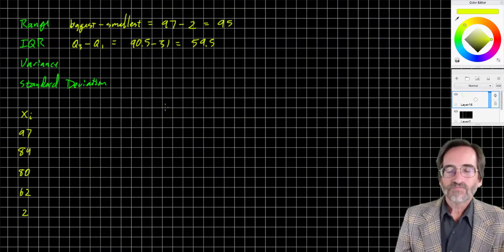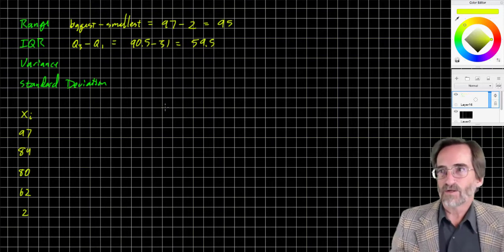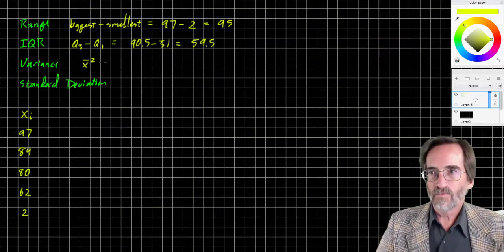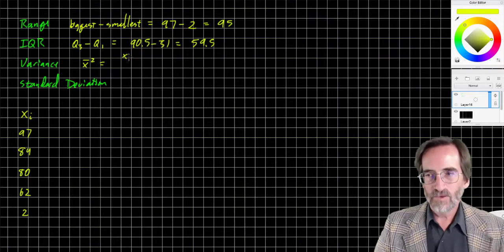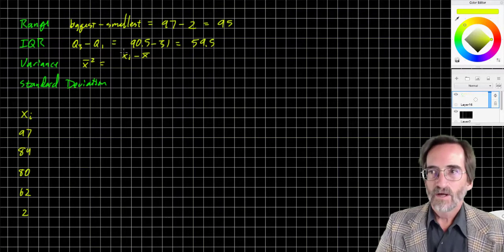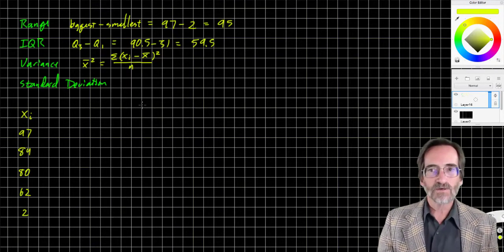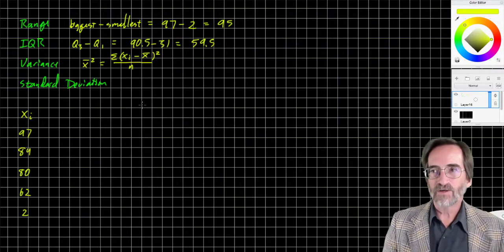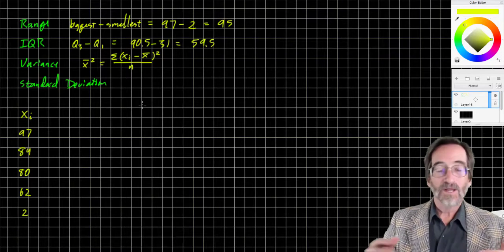Now, variance is a little harder to calculate. There's a formula for that. The symbol is s squared. You take each of the numbers, the x sub i's, and you subtract the mean, the average. Then you square that difference. Then you average those, so you divide by how many there are. So this is a series of steps: find the mean, subtract the mean from each x value, square that, and then average that.